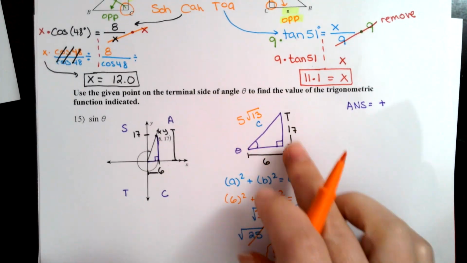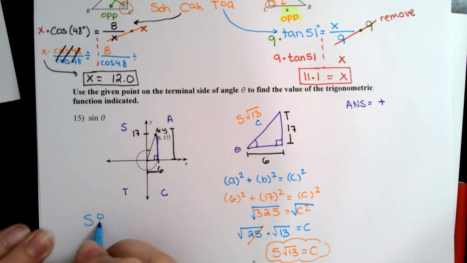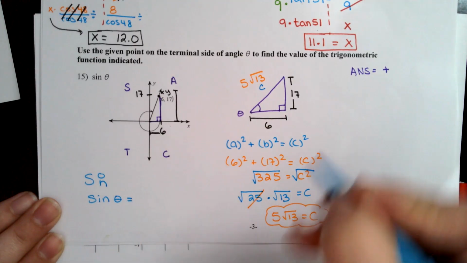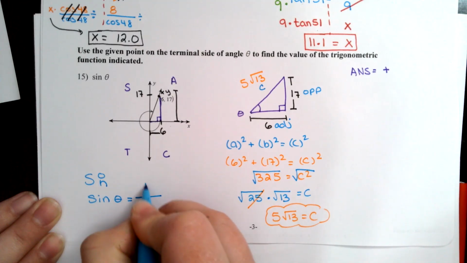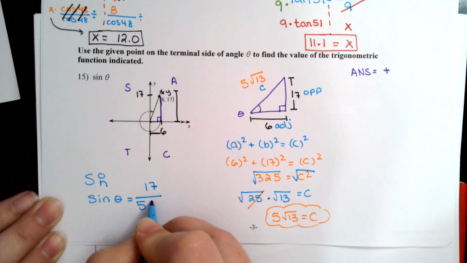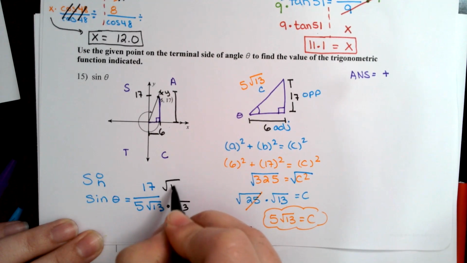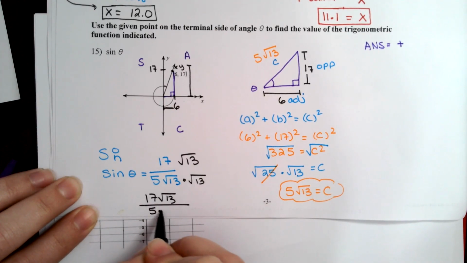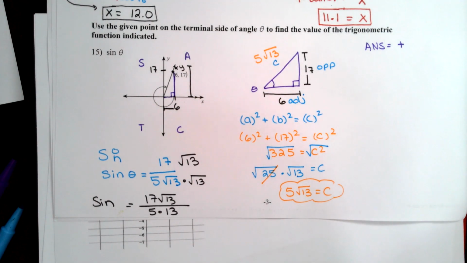Now that we have completed our triangle, it's asking for sine. Sine, SOHCAHTOA, is opposite over hypotenuse. So sine of theta. Let's label our triangle. Here's our opposite, here's our adjacent. We want opposite, which is 17, over hypotenuse, which is 5 root 13. That means I need to rationalize top and bottom by the square root of 13, which gives us 17 root 13 over 5 times 13. Running a little bit out of space, which is okay because I am ready to write the answer: 5 times 13 is 65.